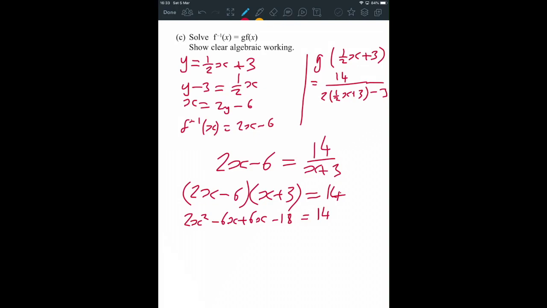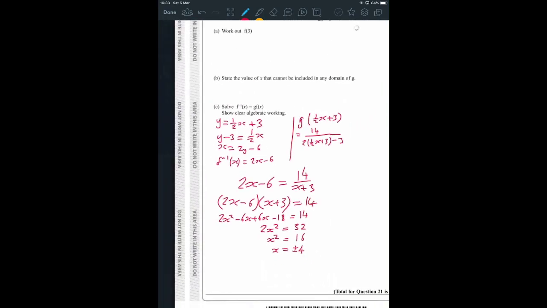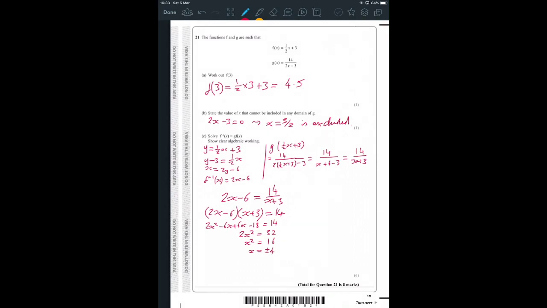I'm going to throw the 18 over. So that's 2x squared equals 32. Notice the 6x's have cancelled. So x squared equals 16 and x is plus or minus 4. Double checking that there were no extra constraints on f or g. There weren't, so both of those are valid answers.